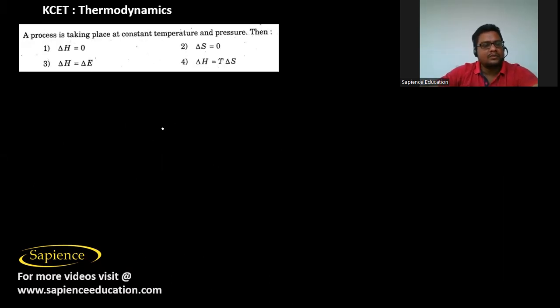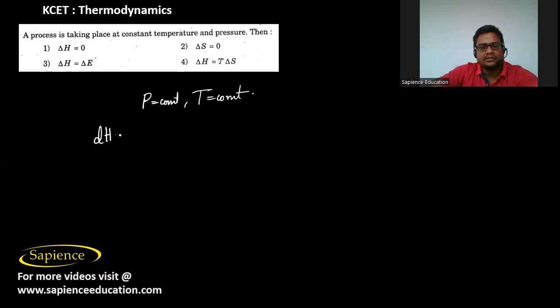Then here it is told that a process is taking place at a constant temperature and pressure. So it means the pressure is kept constant and the temperature is also kept constant. Then we have to find the relation between delta H, delta E, delta S, and all that.